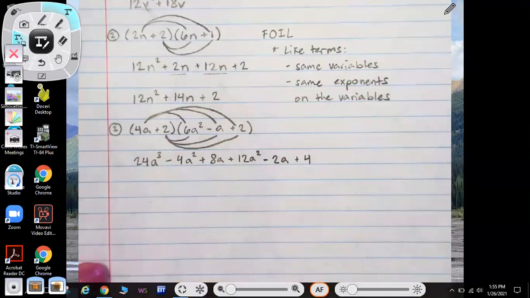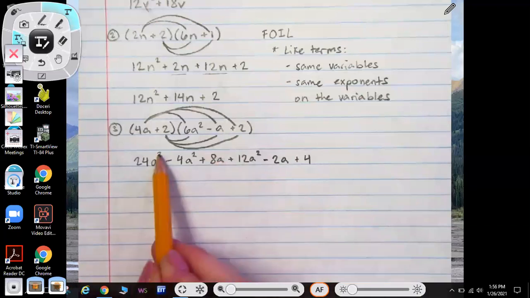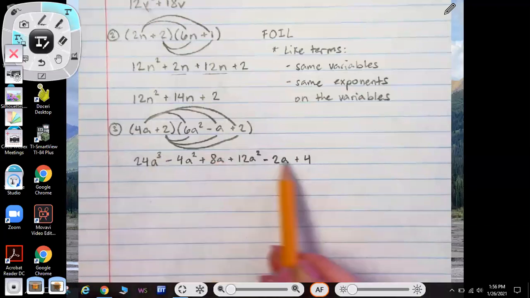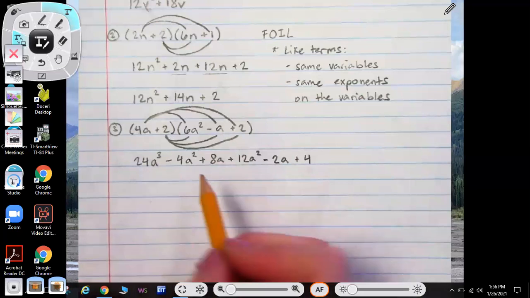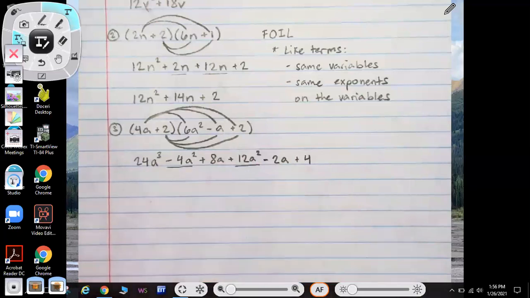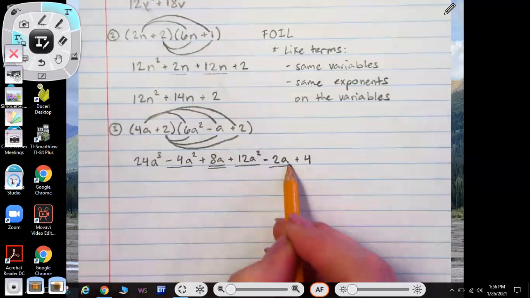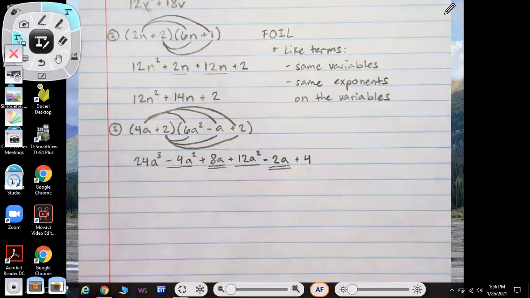All right, last thing is to combine like terms. So we've got an a cubed. We don't have any other a cubes to combine with it. A squared, we do have some like terms that are a squared. And then just a to the first power, we have 8a and negative 2a. Those are our like terms that we can combine.